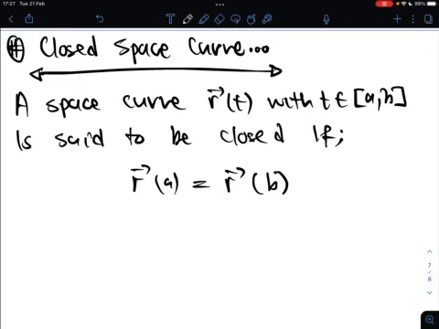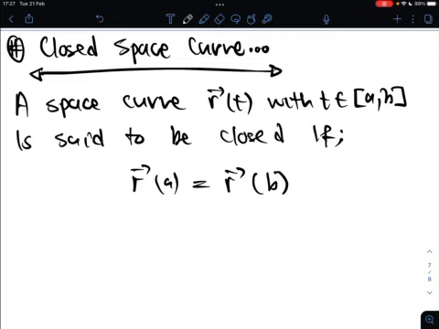Because remember, the parameter t always lies within an interval. The lower end of the interval represents the starting point of the flow, while the upper end represents the end point of the flow. So when the function evaluates to the same value at the lower end of the interval and also at the upper limit, we say that curve is closed.